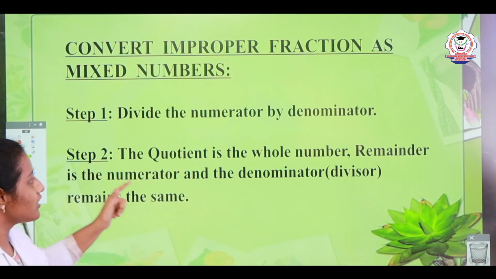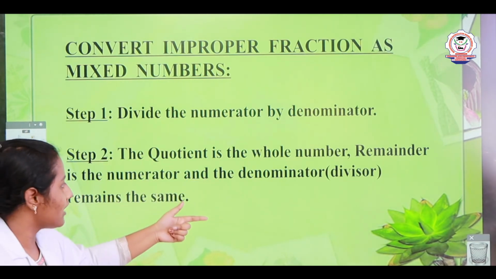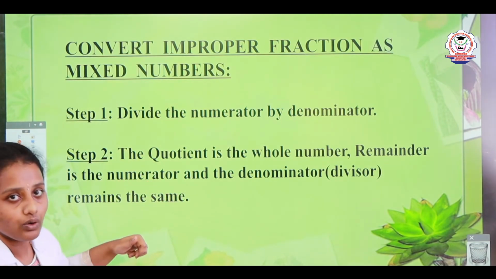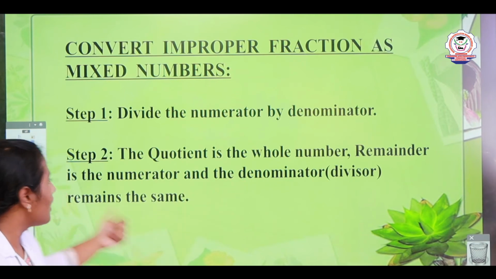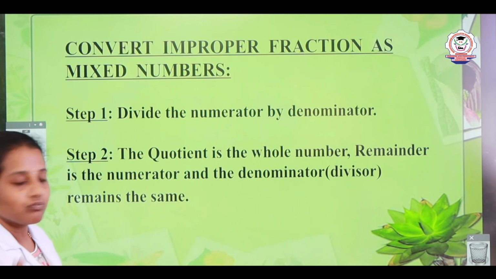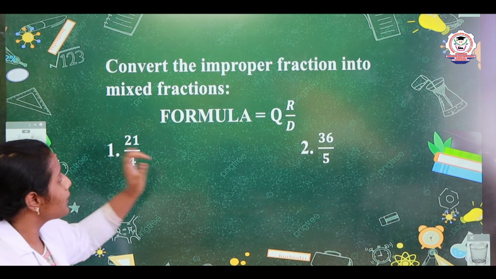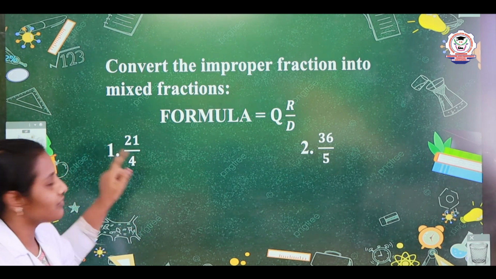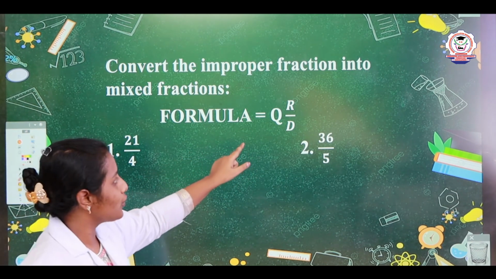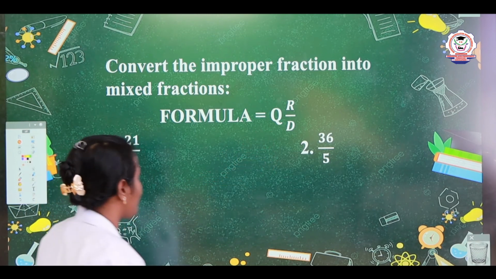Step 2. The quotient is the whole number. The remainder is the numerator, and the denominator, the divisor, remains the same. Again I am telling you, the quotient is the whole number, the remainder will be the numerator, and the denominator will remain the same. Now we will see some examples, my dears. See this question: convert the improper fraction into a mixed fraction. What is the formula? Q R by D. We already know that Q is the quotient, R is the remainder and D is the denominator.